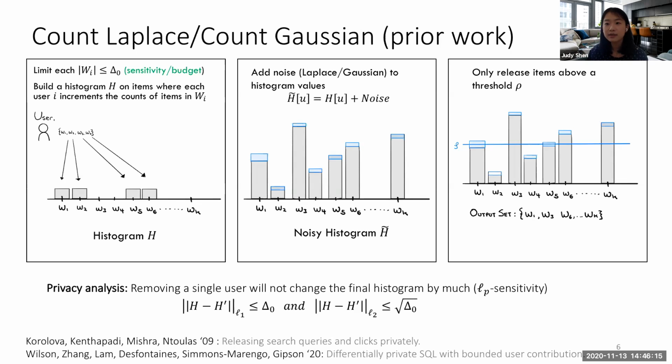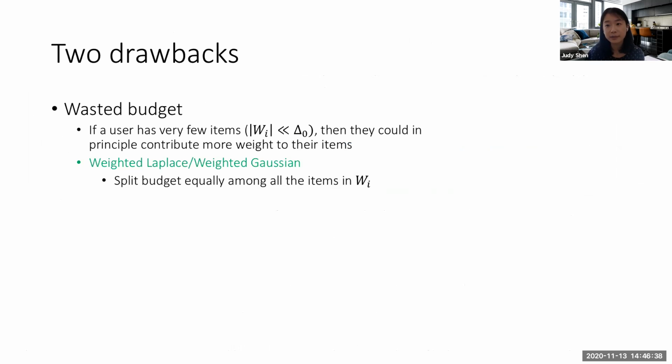But as you'll notice, the goal of these techniques is actually to preserve the output noisy count to be somewhat similar to the actual true count. And this is a little bit different from our goal that we talked about in our previous slide, which is that we want the biggest possible output set. And so what might be some drawbacks? If we care about the biggest possible output set, we might have some wasted budget if users have fewer items than their budget. They can, in principle, contribute more weight.